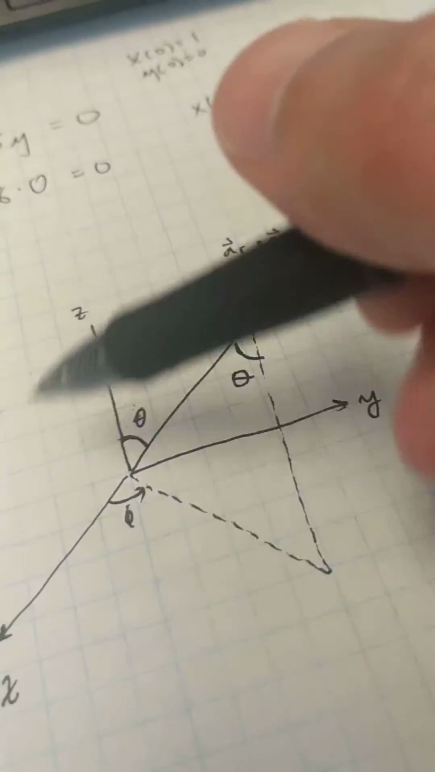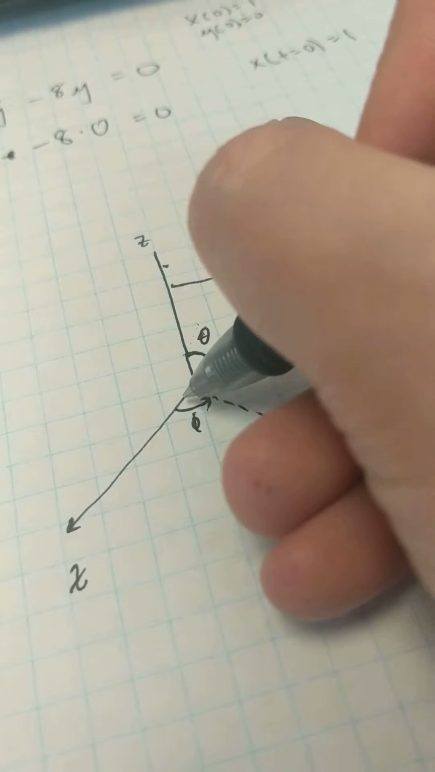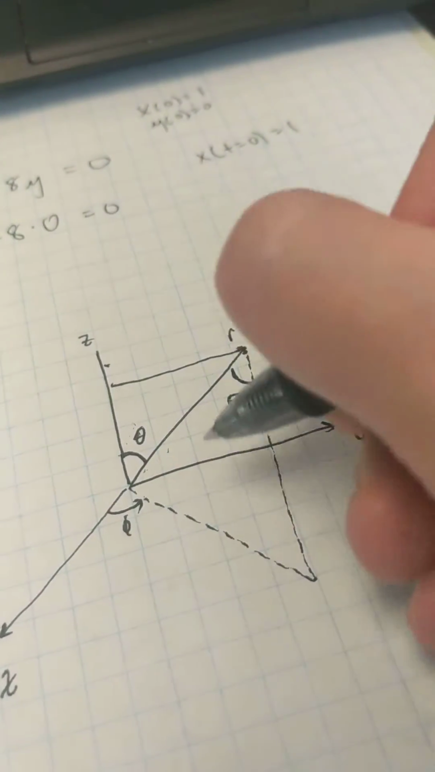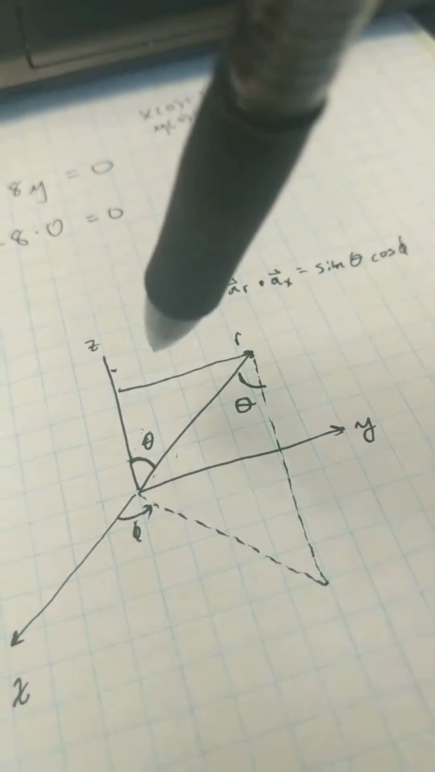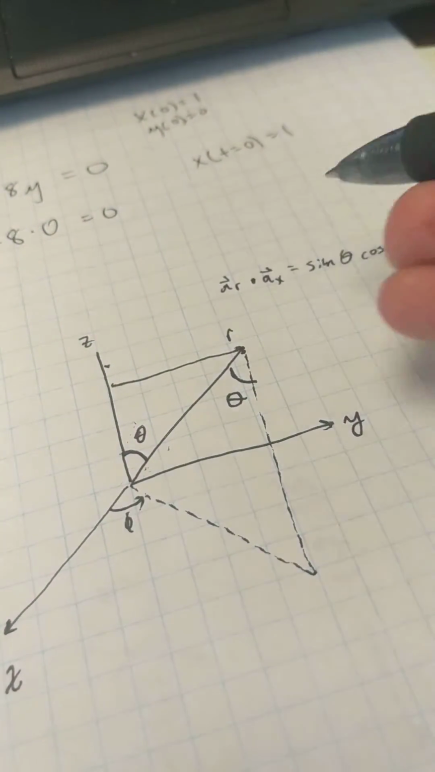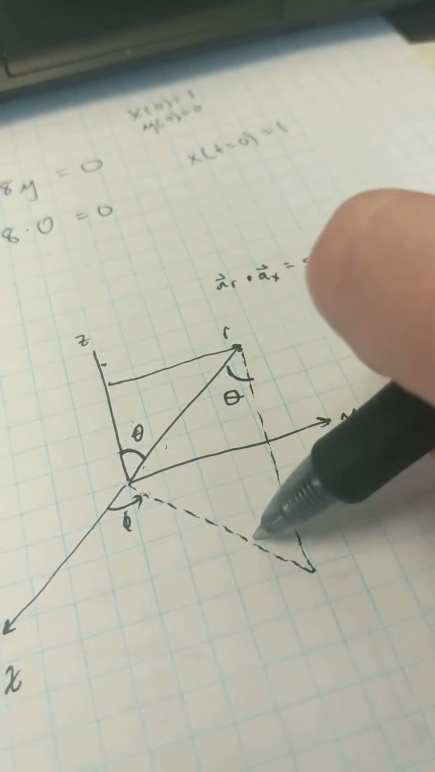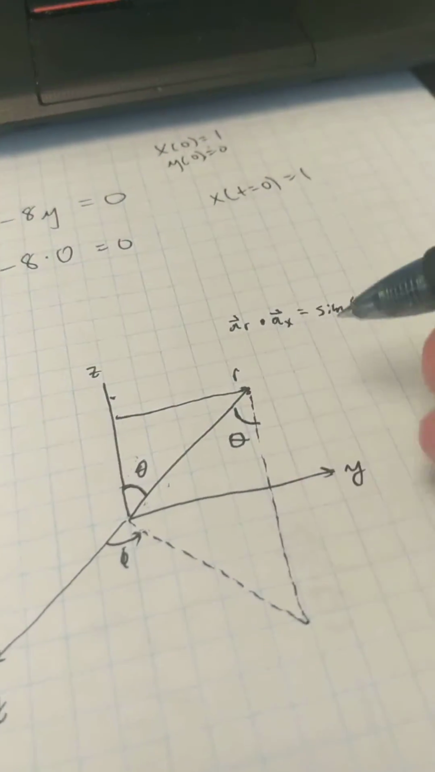Now, I eventually want to get from this r vector all the way to what shadow it casts on the x-axis. The way that I'm going to do this is first, I'm going to take my r vector and drop it down into the plane. Dropping it down into the plane means getting this dotted line down here. It's only in the x, y plane.